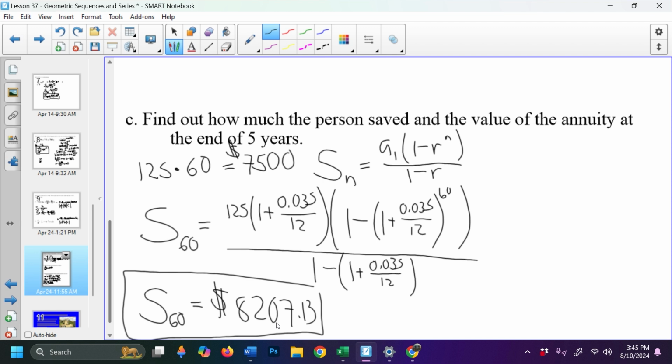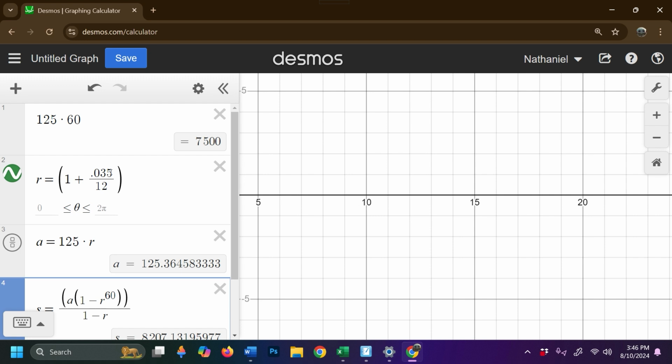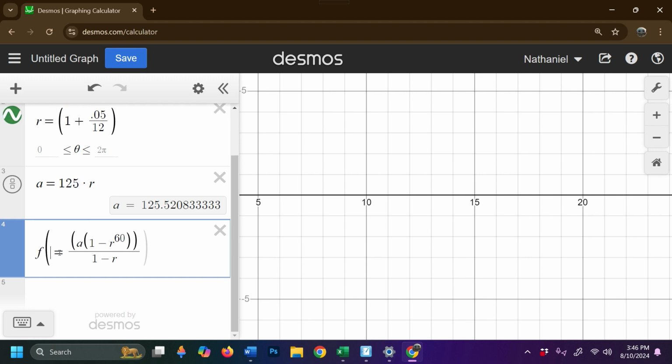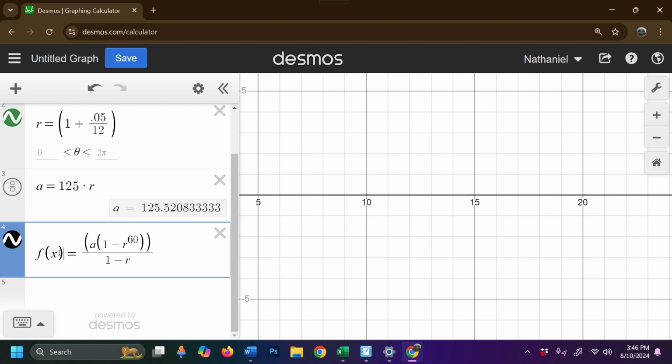So just as a quick aside, we're actually done with the lesson, but I do want to show you a little something else. Let's just say, for the sake of argument, we changed it to 5%. At 5%, you have now made $8,500. And let's say instead of doing just S, let's make it a function. Let's go f of x is equal to this expression here. And instead of 60, let's change this to x. So we're going to be plugging in months.